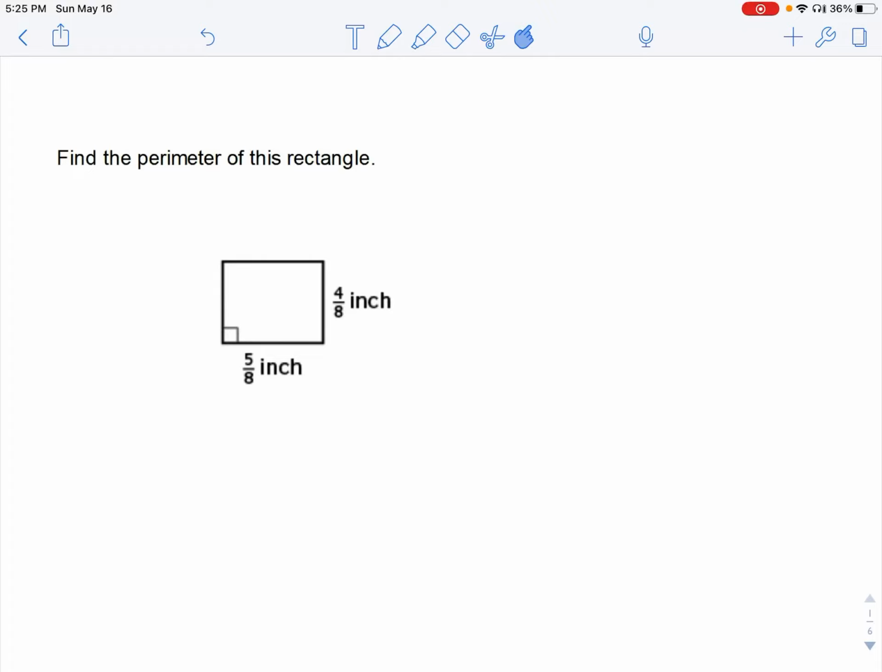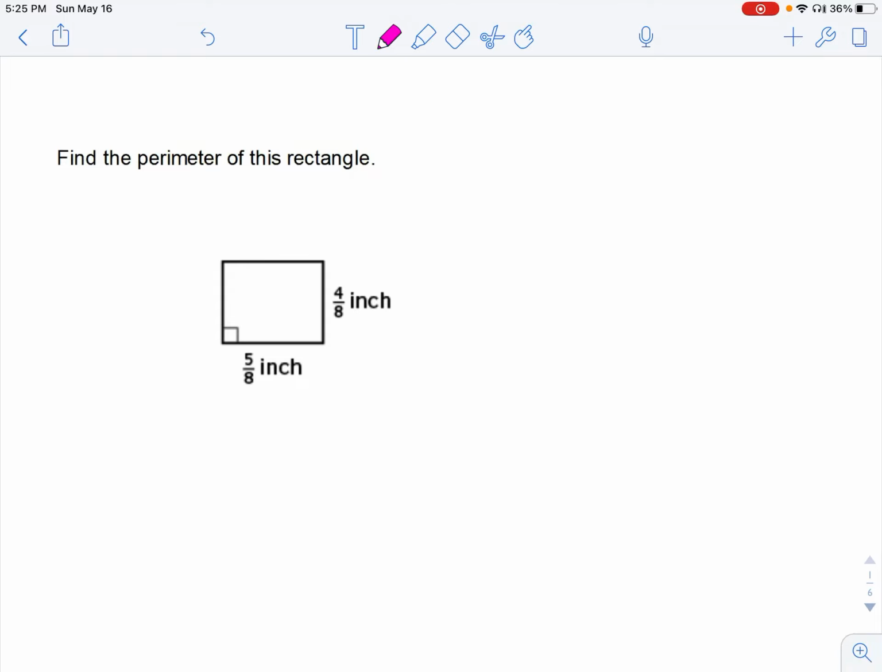Hi mathematicians, today we are going to be talking about the perimeter of rectangles, which I know you've studied before, but the twist today is that your side lengths will include fractions. So let's take a look at this one where we're given the length and the width of 5/8 of an inch and 4/8 of an inch, and we need to calculate the perimeter.